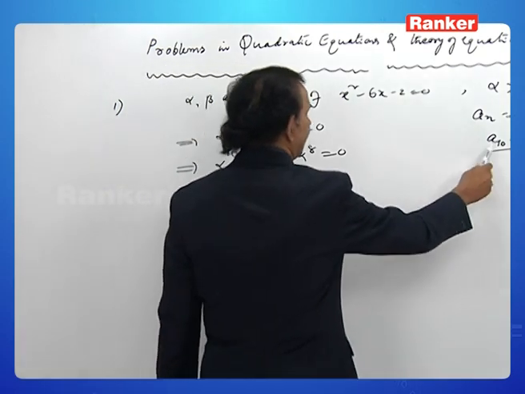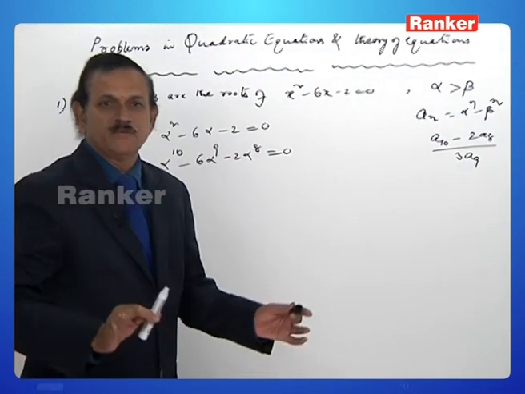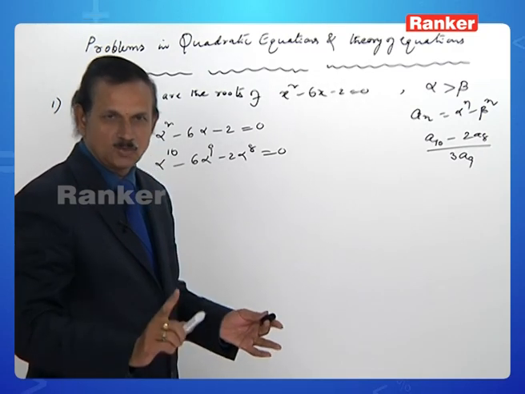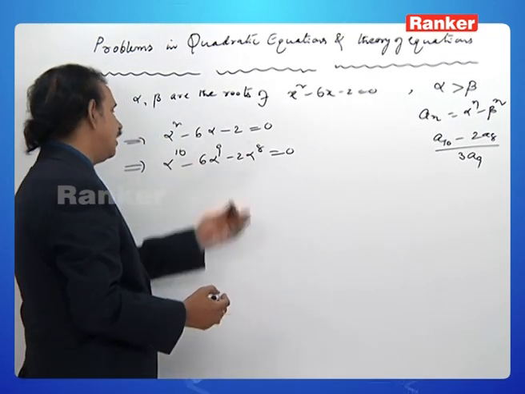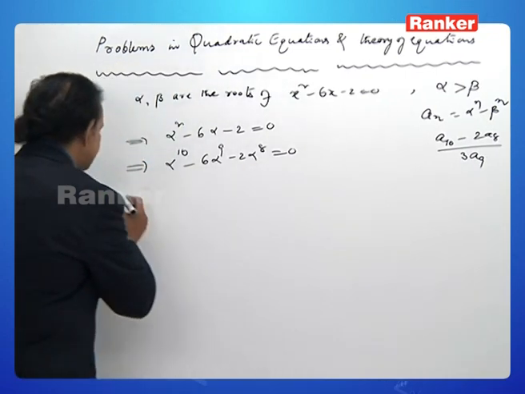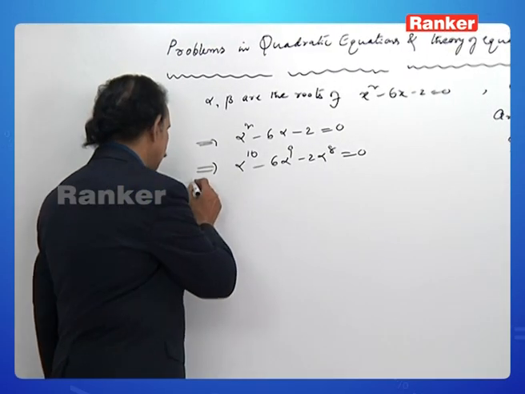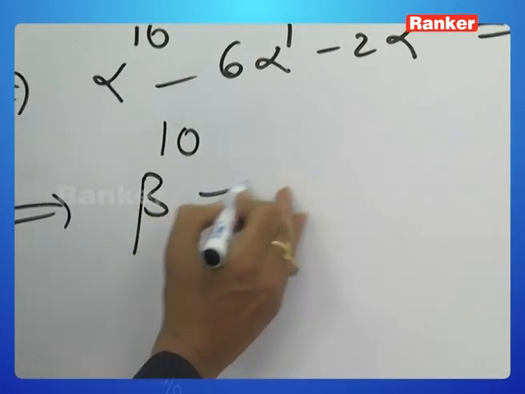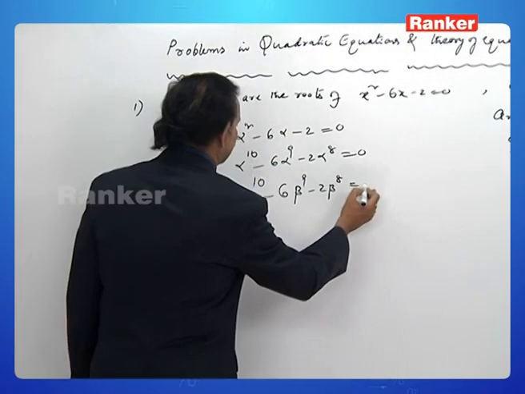Here we require a10. What is a10? Alpha power 10 minus beta power 10. Therefore, we must have alpha power 10 before us. Because of that only, I multiplied this equation with alpha power 8, so that we have alpha power 10 minus 6 alpha power 9 minus 2 alpha power 8 is equal to 0. In exactly a similar way, we will be able to have beta power 10 minus 6 beta power 9 minus 2 beta power 8 is equal to 0.